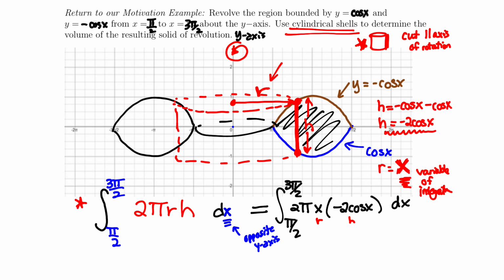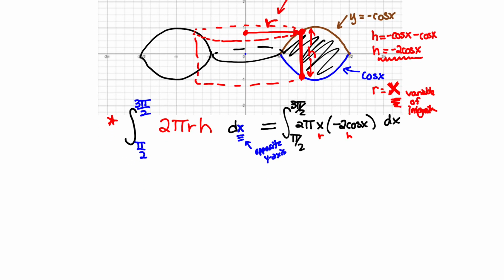R and H. And so what is the integral that I have to take? Pi over 2 to 3 pi over 2 of, let me pull out, minus 4 pi x times the cosine of x. Is that what you guys got? Which part?